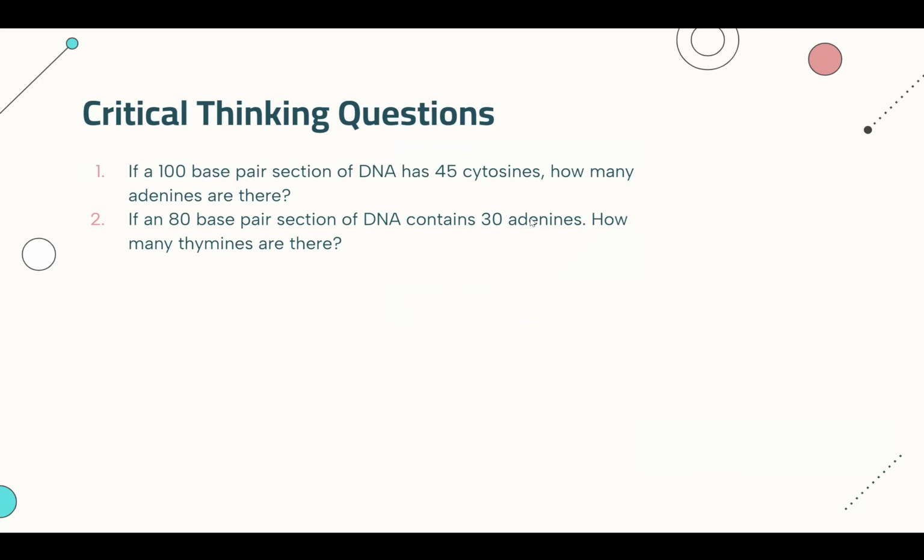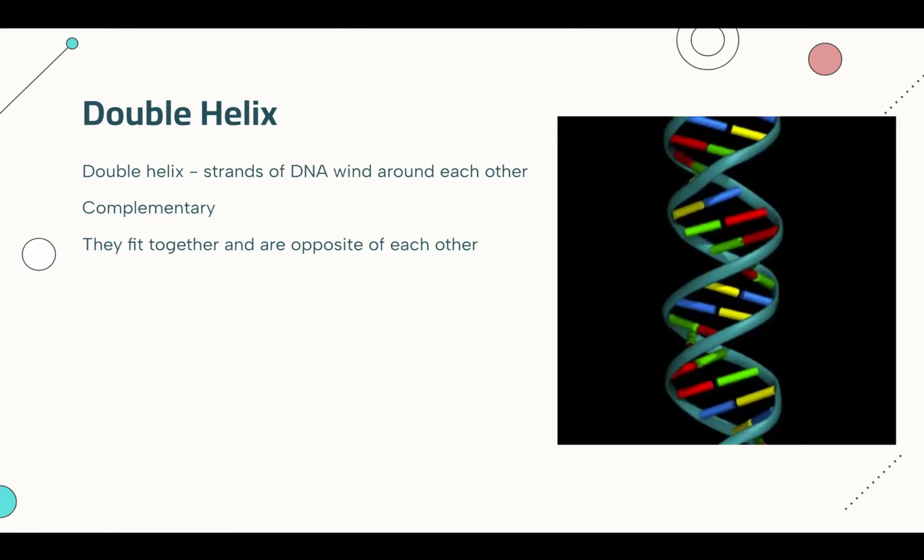So let's think about this. If there's a 100 base pair section of DNA and there are 45 cytosines, that means there's exactly 1 cytosine for every guanine. So if there's 45 cytosines, there's 45 guanines. So out of 100, if there's 45 cytosines, how many adenines are there? If an 80 base pair section of DNA contains 30 adenines, 30 adenines is a 1:1 ratio with thymines, so 30 adenines to 30 thymines. Well, I just gave you the answer, but how many cytosines are there? Just think about that, okay?